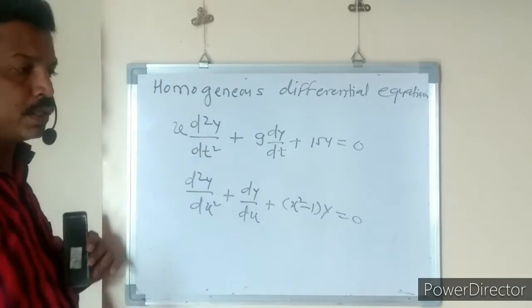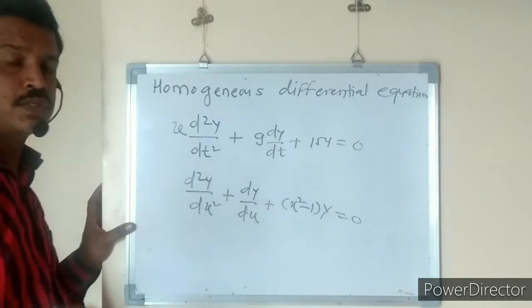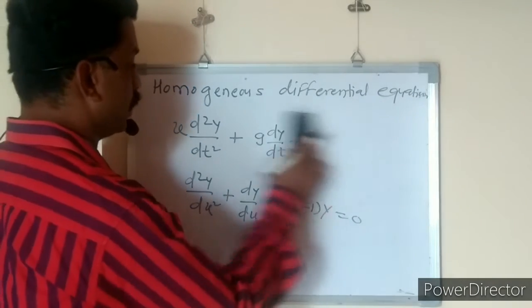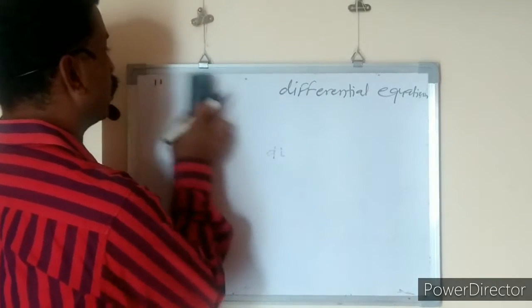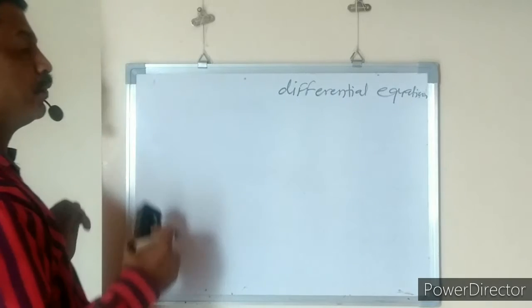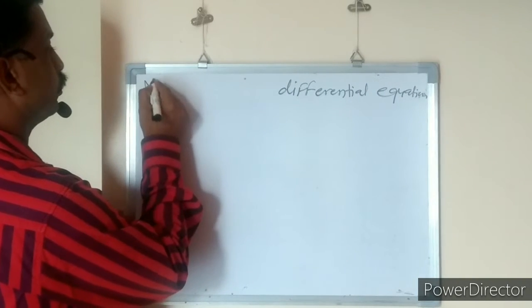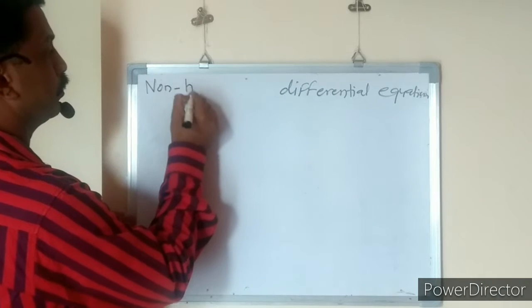Now if all these are homogeneous differential equations, then what is a non-homogeneous differential equation? Now we see the non-homogeneous. Homogeneous means we said that in every place the term of dependent variable is present. Now non-homogeneous.